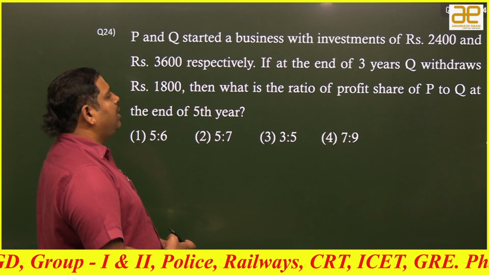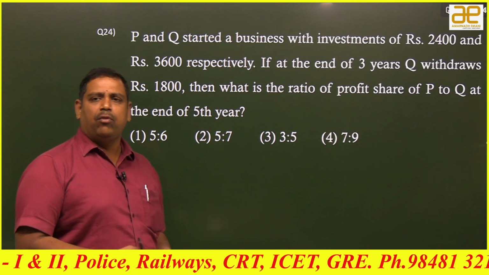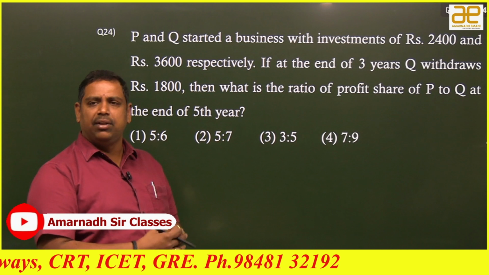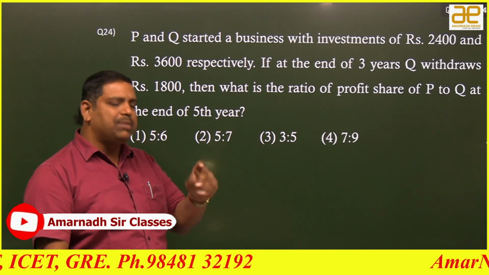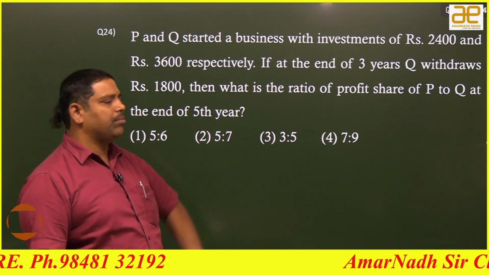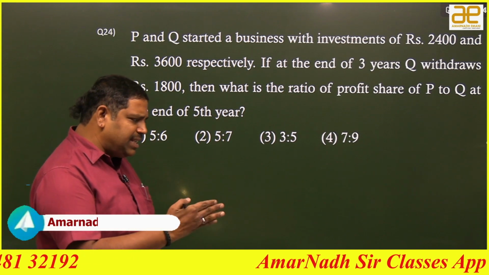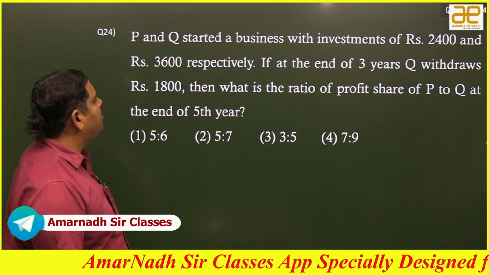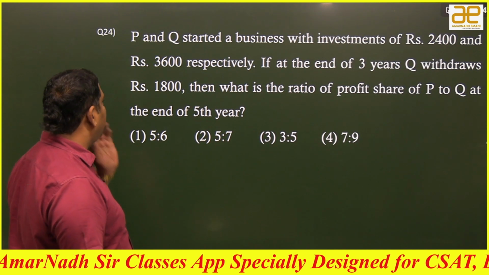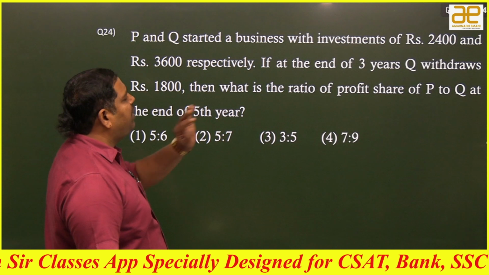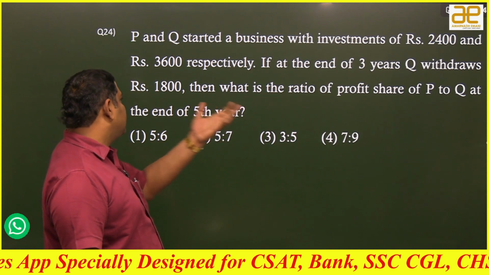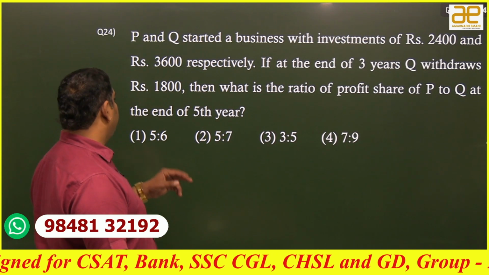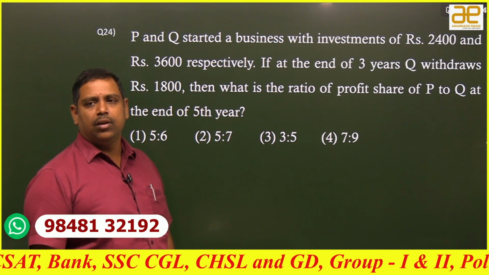Right. So, in the examination, anytime if we want to go with a bit difficult question, where students may feel a bit difficult, this is another question. Okay. So, at the very basics only I have given this model to you. Now, we will see this. P and Q started a business with investments of 2,400 and 3,600 respectively. If at the end of 3 years, Q withdraws 1,800, then what is the ratio of the profit shares of P to Q at the end of 5th year?